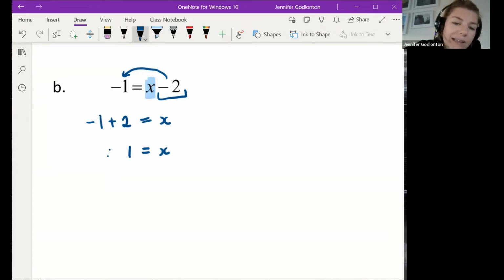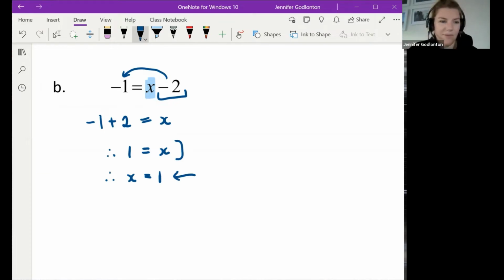Okay, you're allowed to leave it in that format there, but some of your teachers will ask you to move the x to the other side and just flip it around because they prefer that. But this is completely fine unless your teacher has specified that they want that. Okay.